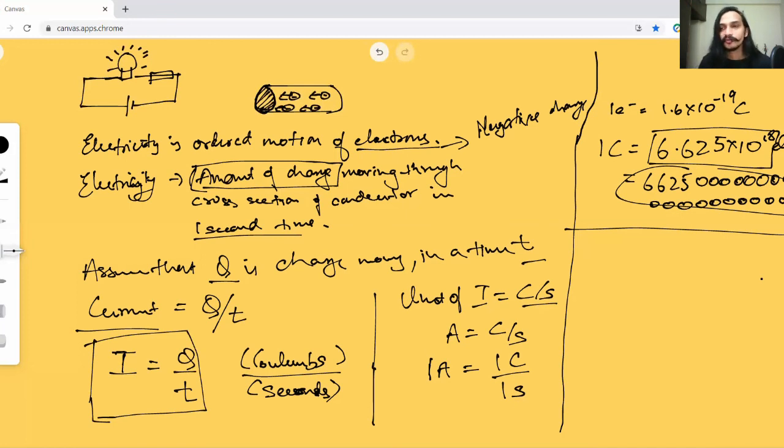So I'll stop here for today. In the next class, we'll talk about how we can use this formula, and we'll also go ahead with numericals whenever it is needed.